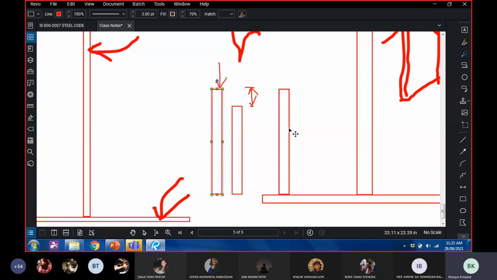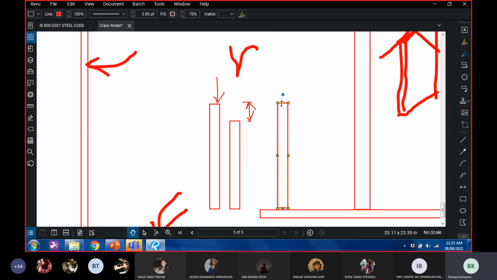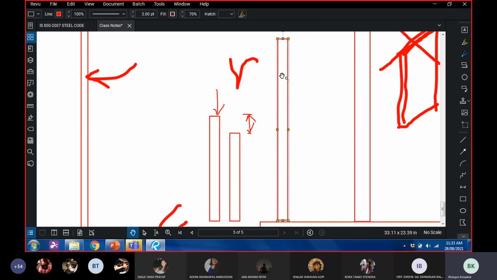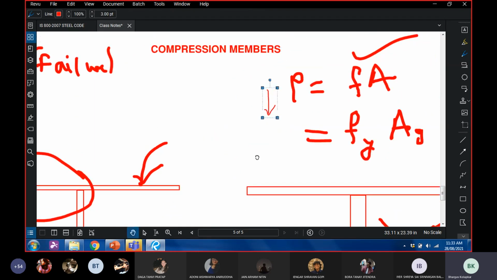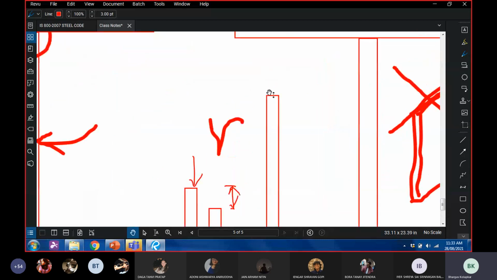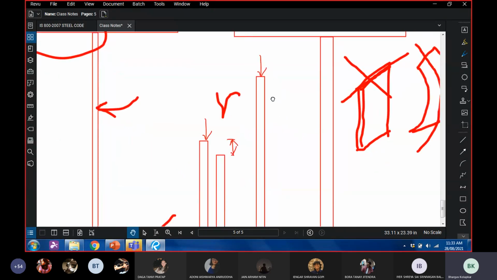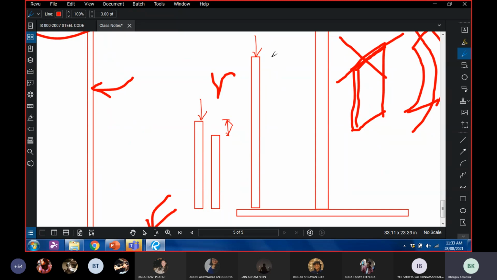Okay, but if we take the same member, increase its length, and now we apply an axial force on it, what might happen is the member might deflect like this at failure. So this failure is buckling, and this failure is squashing.